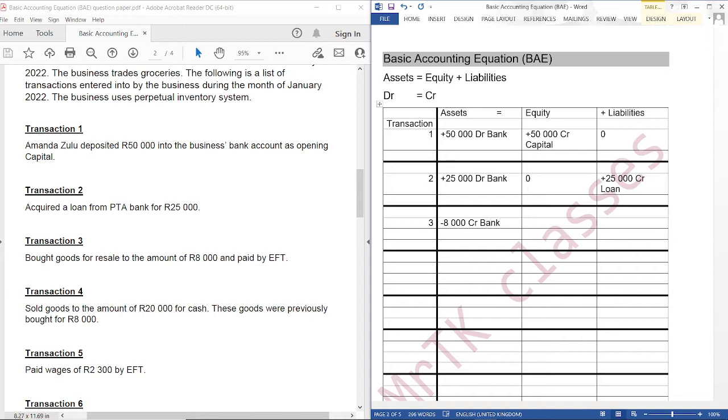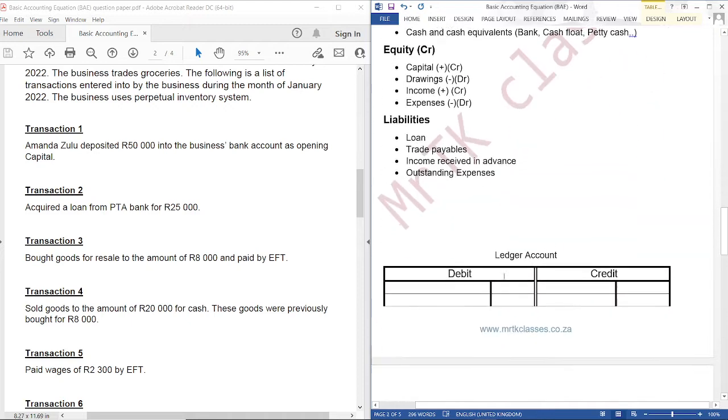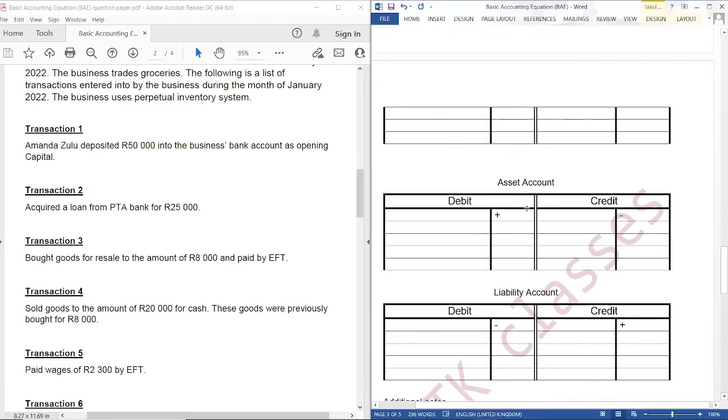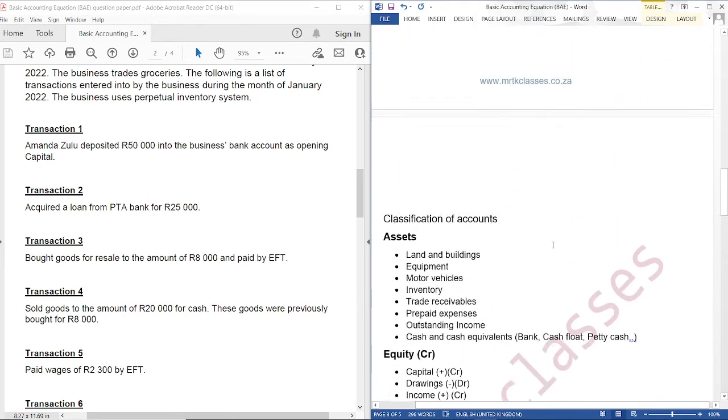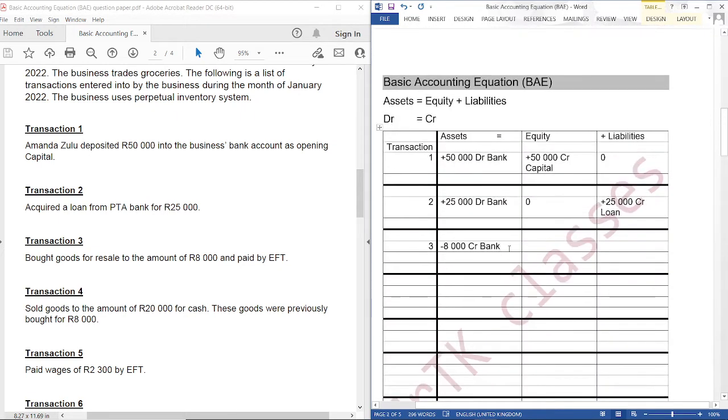We are going to credit bank, right? Remember, a bank account is an asset account. Whenever it decreases, we should credit it because it has a debit balance, right? Asset account, it has a debit balance. So whenever it decreases, we credit, right? So we have just credited our bank account.